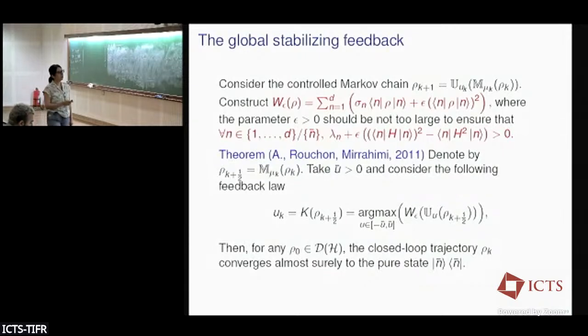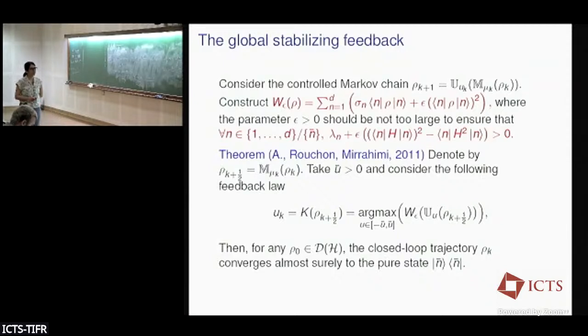So in fact, you have this sigma n rho n plus the open loop Lyapunov that I talked about, and we say that if epsilon is not too large, I will explain why this is useful. You can take this control, which is the argmax of this Lyapunov at u of rho k plus half. If you take the argmax of this as your control input, then the closed loop trajectory converges to the state n bar.